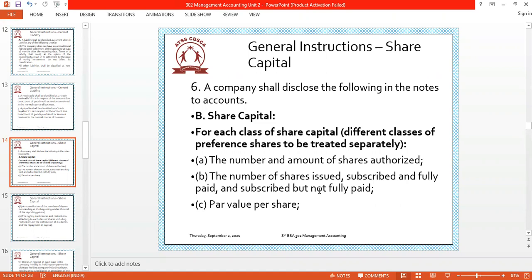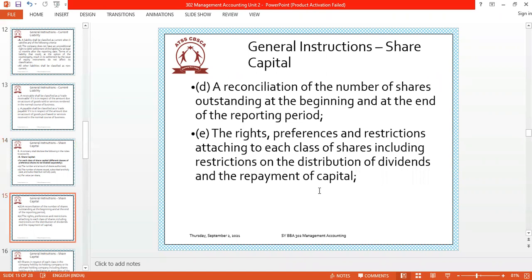C is the par value per share. Then D is how many shares have been issued and how many shares have been totally paid by the public. That reconciliation has to be mentioned, and we have to focus on it when we are drafting the balance sheet.